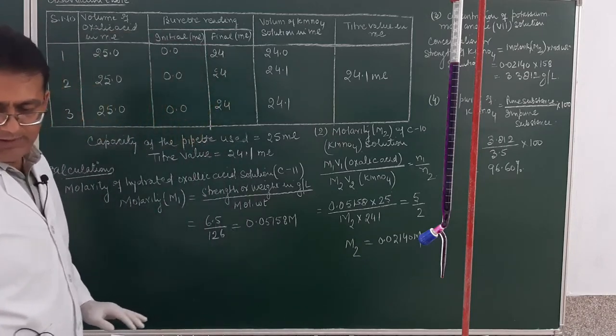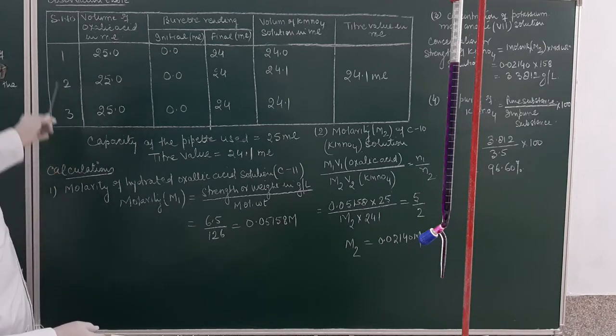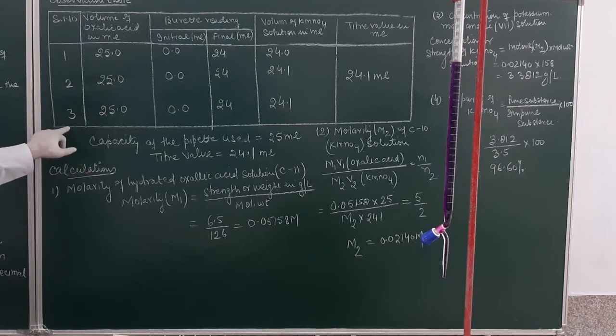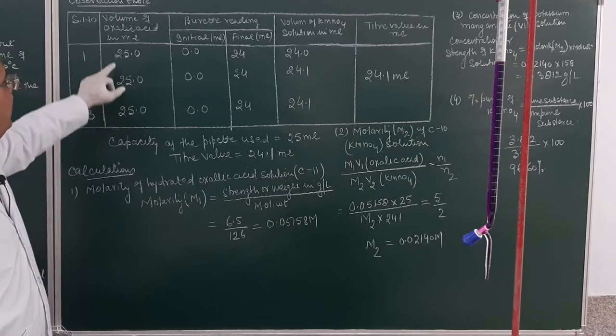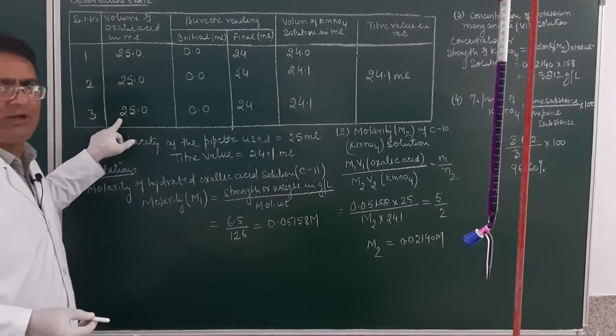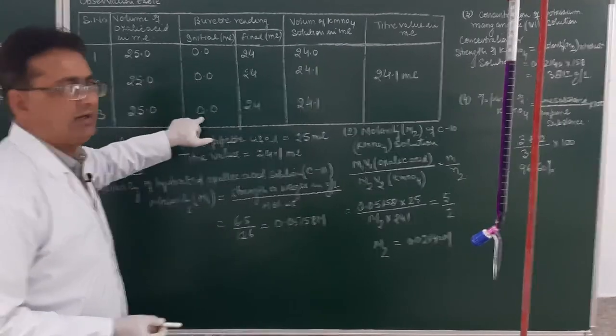How do we go with the calculation of a titration? First of all, the observation table is to be made. This is the serial number. This is 1, 2, 3; at least 3 times the reading is to be taken. Initial value of oxalic acid taken is, this is the size of a pipette, 25 ml. Whatever the size will be given to you, that will be told to you when you do the practical in the laboratory. Initial value of burette is 0.